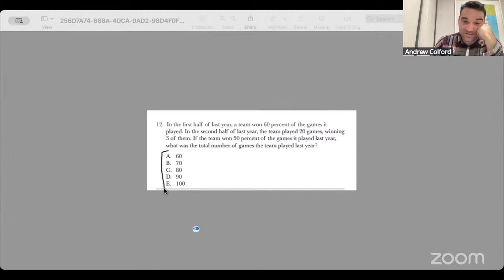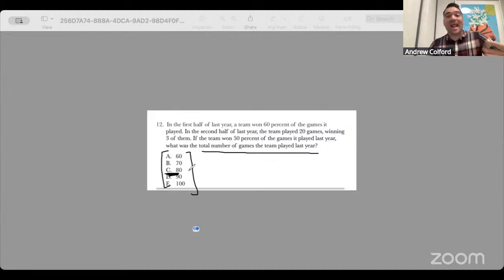So here's another way to do it, right? Which is to use the answer options. And I'll admit this is a little clunky. It's not great, but I would kind of just start in the middle and reverse engineer it. I would say, okay, what was the total number of games they played last year? Let's pretend they played 80 games last year. If they played 80 games last year and 20 of those games were in the second part, that means that 60 were in the first part.